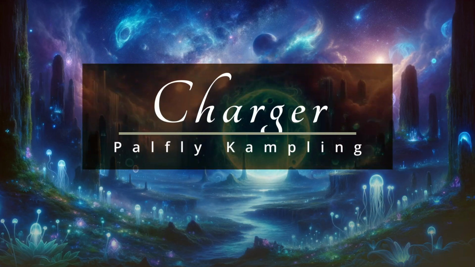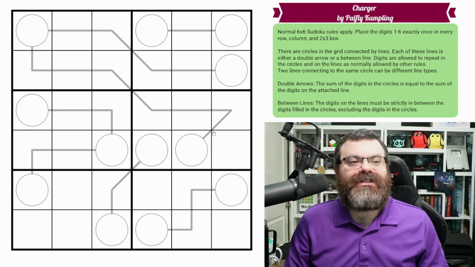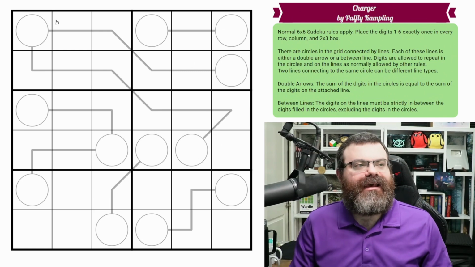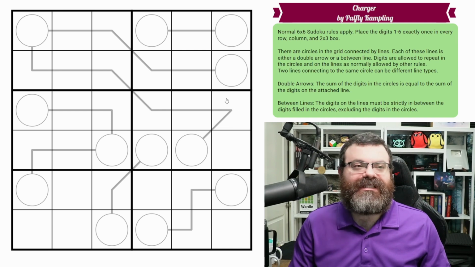Hello, let's continue our Sudoku adventure with Charger by Palfly Kampling. So this is an ambiguity puzzle. So it's up to the solver, us, to determine what the clues mean from some restrictions. So let's go over what that specifically is.